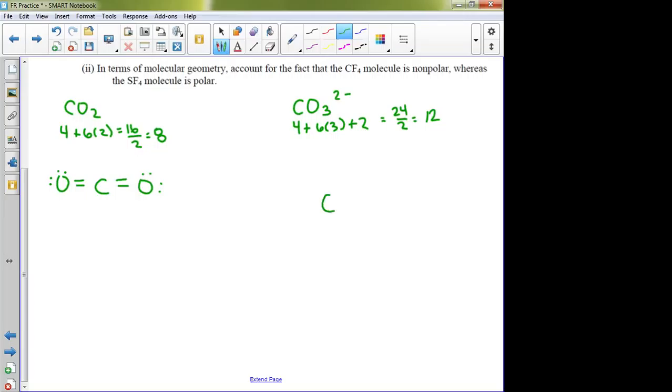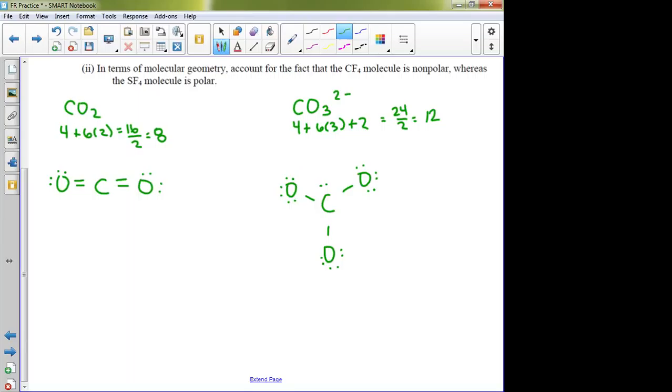So I put my carbon in the middle. I show all of my oxygens. Actually, let me draw this. What's the problem with this drawing? Carbon doesn't have 4, and if I add a lone pair, what have I done? I've got too many. I've got 1, 2, 3, 4, 5, 6, 7, 8, 9, 10, 11, 12, 13.